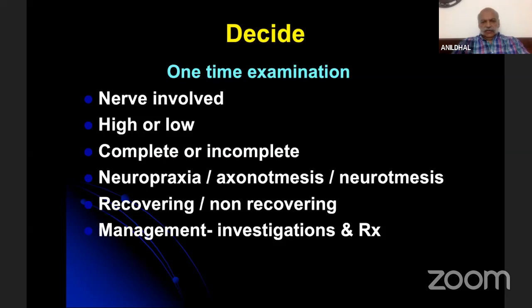The caveat here is that this is a one-time examination. In OPD follow-ups, you have the benefit of seeing the patient of a peripheral nerve injury coming to you on a monthly basis, and that timely or repeated examination gives you a lot of benefit because it gives you an idea whether the patient is recovering or not. So this one-time examination can be tricky, but if you know the nuances of this examination, you will be able to decide all these listed factors which are most important for a peripheral nerve injury case.